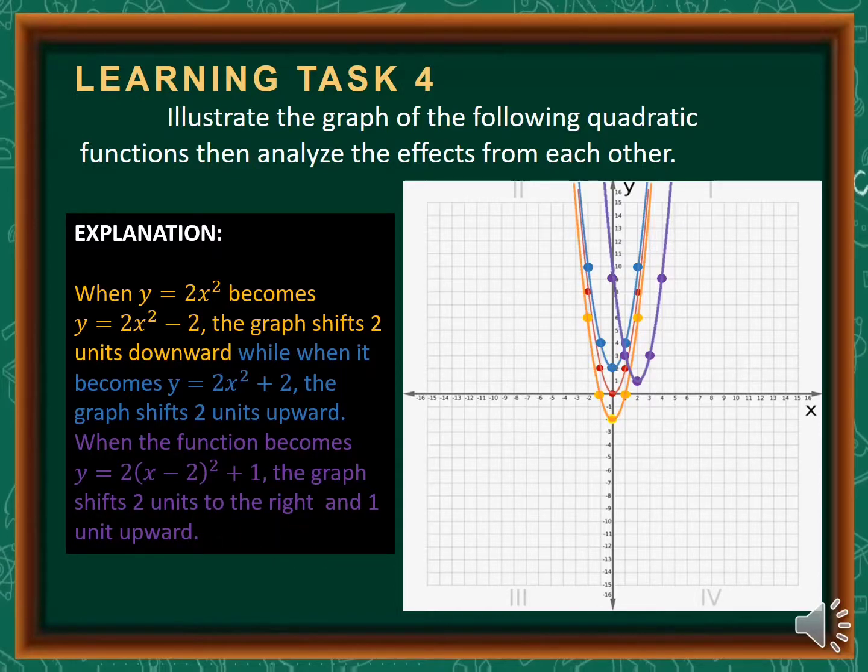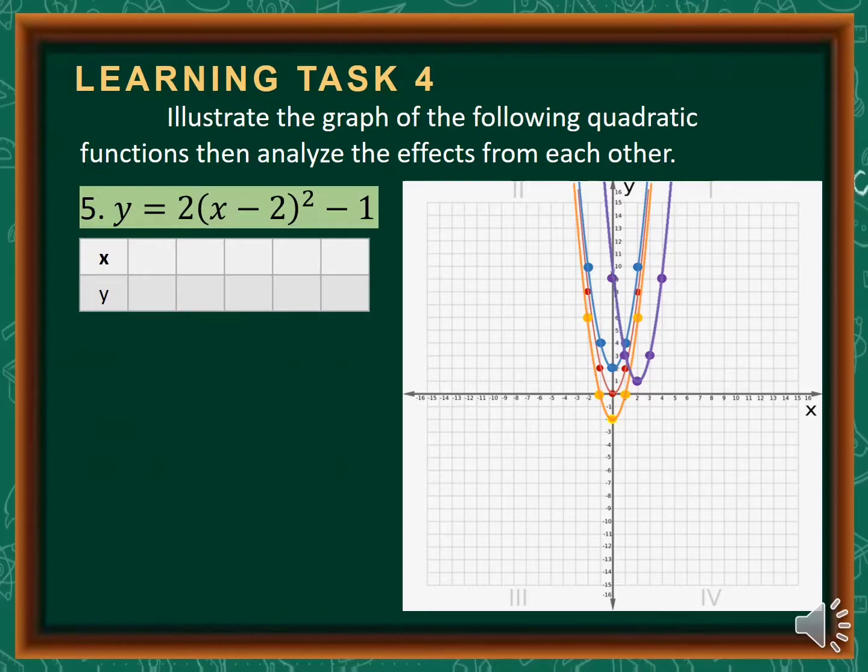And lastly, for our equation number 5, y is equal to 2 times x minus 2 quantity squared minus 1. So, ano yung nagbago? Ang nagbago ay ito, yung sign nitong ating h and also yung sign ng ating k. So, let us first find the vertex. Ang vertex natin, h is, correct, that is h is equal to 2 and then k is equal to negative 1. Here, we have 2, we have negative 1.